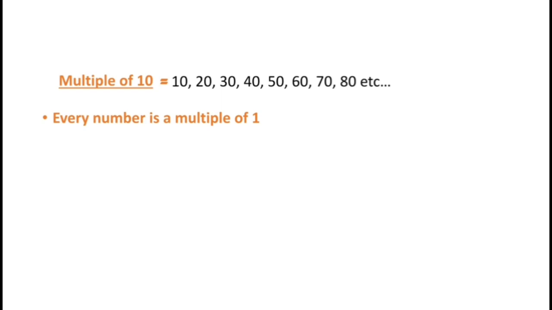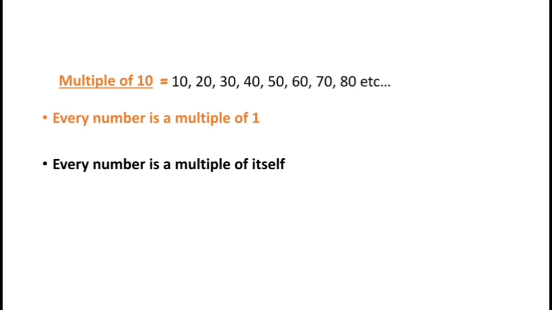Then see, the first multiple of 10 is 10 itself. Similarly, every number is a multiple of itself. If we take the 12 table, the first multiple will be 12 itself. 12 ones are 12. There also we are multiplying by 1 and the answer we get is 12 itself. Every number is a multiple of itself.